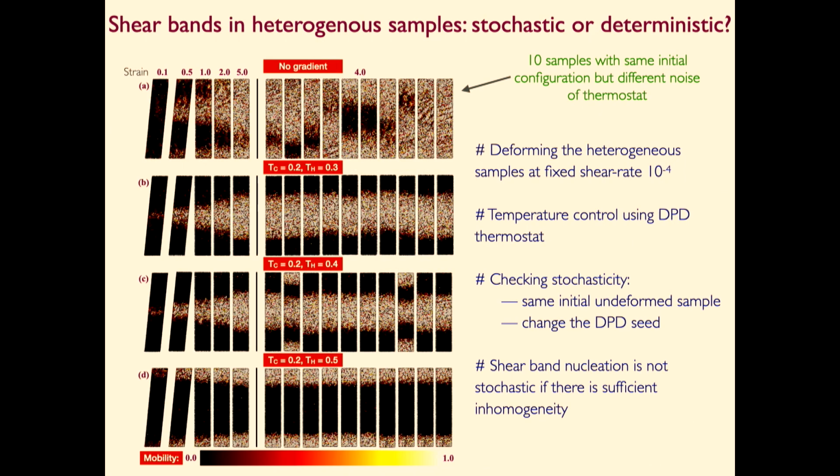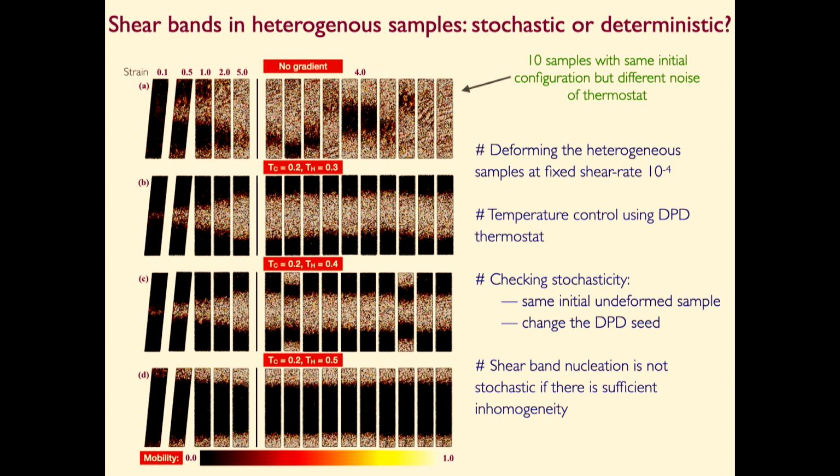Now the question again comes whether such shear bands are stochastic or deterministic. In order to check that, we have again used the same sort of trick. We have 10 samples here starting with the same initial configuration, but we have changed the thermal noise to the thermostat, and we see that when we don't expose it to a temperature gradient, the sample is completely homogeneous. These bands are roughly random, so you can see bands emerging at different places.